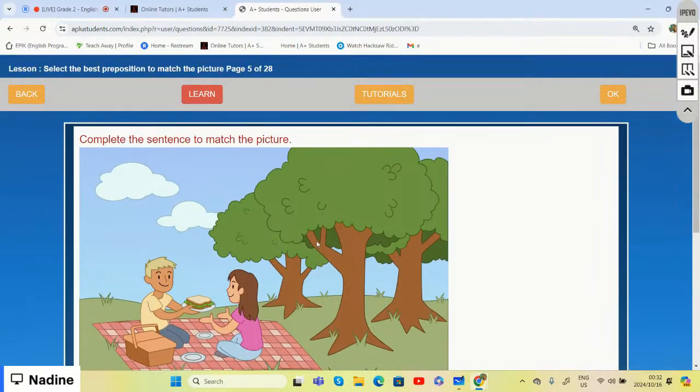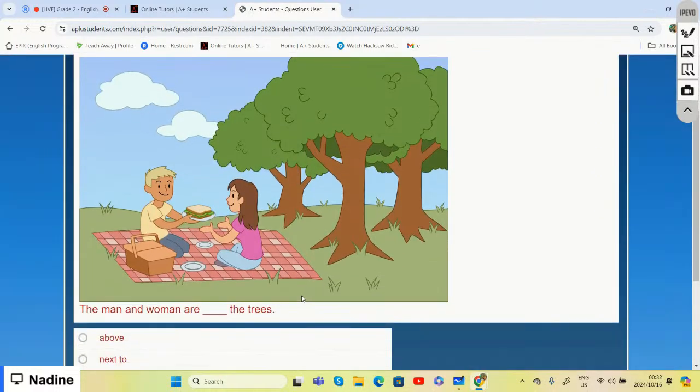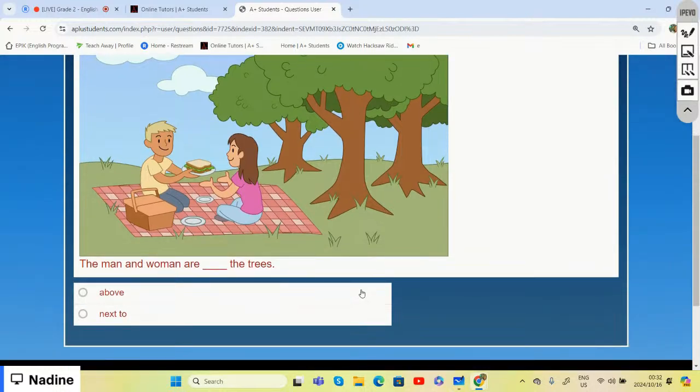All right, we need to choose the picture or the words that matches the picture. It says the man and woman are. What are they doing? The man and woman are, do we say they are above the tree or next to the tree?